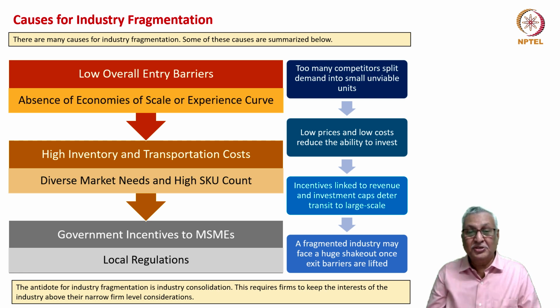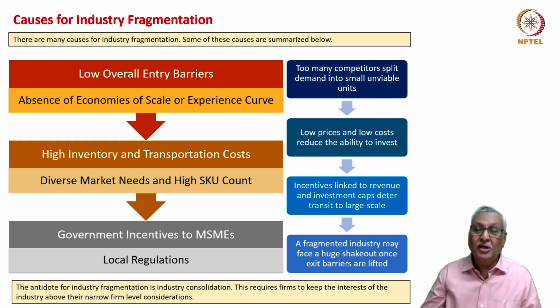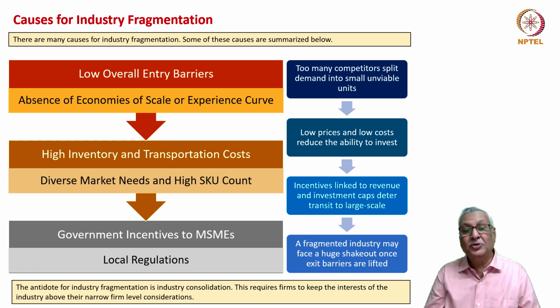High inventory and transportation costs could cause fragmentation. Because of high inventory and transportation costs, local industries, local firms are supported in different parts of the geography. Naturally, therefore, we will have hundreds of companies, and some could be hyperlocal as well. And these cater to diverse market needs and with high SKU content. SKU means stock keeping unit. Government incentives to micro, small, medium enterprises and the local regulations support industry fragmentation. They lower the entry barriers and enhance the incentives to enter industry.